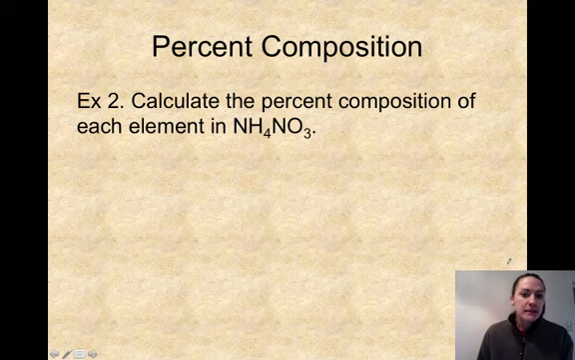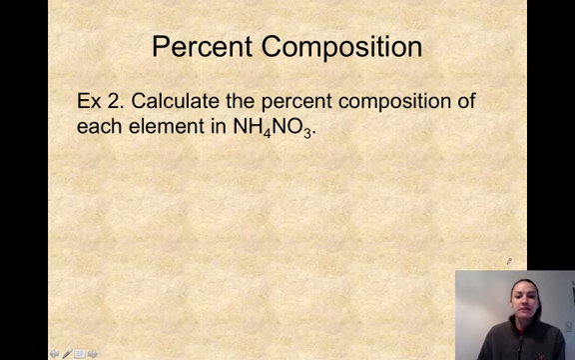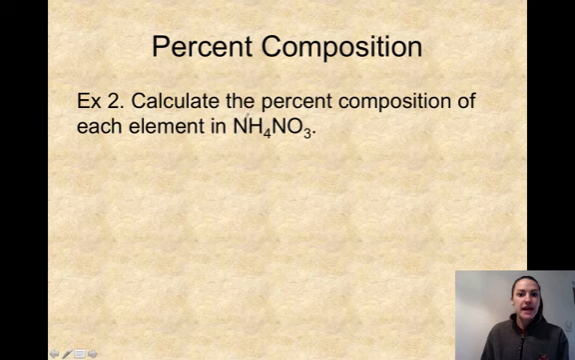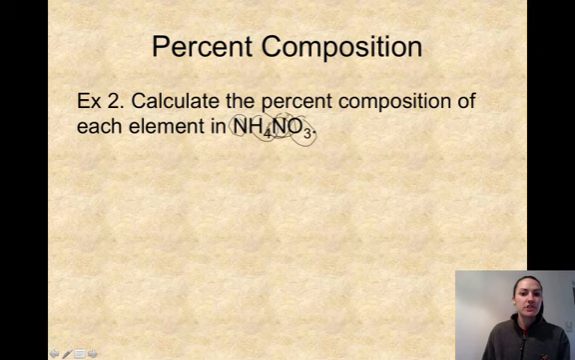All right, in this example, we're actually going to find the percent composition of each element. So we're going to find the percentage that's nitrogen, the percentage that's hydrogen, and the percentage that's oxygen. Something that's important to look at in this one here is that there's actually 2 nitrogens, 4 hydrogens, and 3 oxygens. So this nitrogen appears twice.